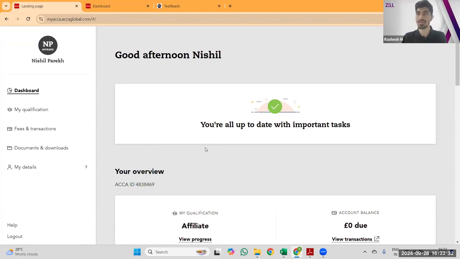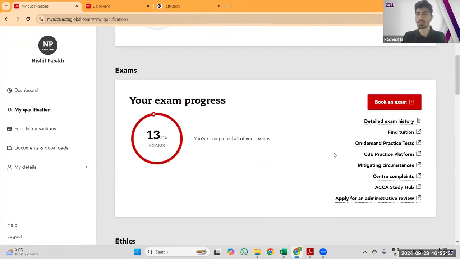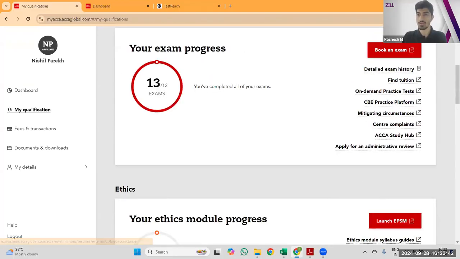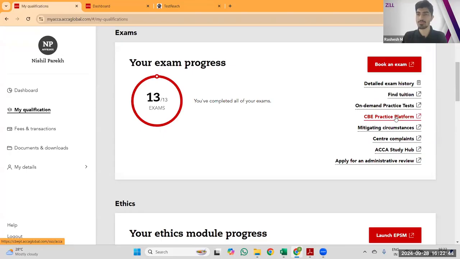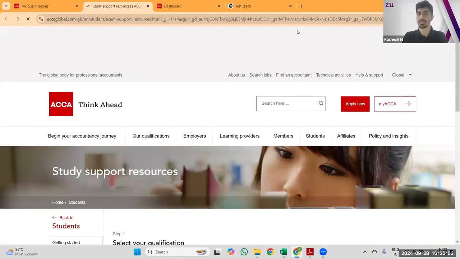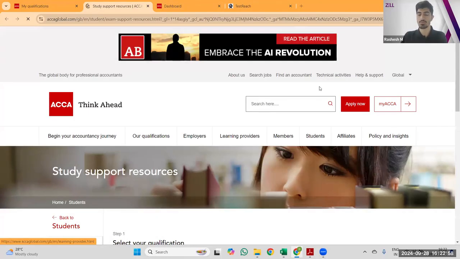Everything can be accessed from your My ACCA account. When you go to My ACCA, you can go to My Qualification, and here you'll have your CBE practice platform and your ACCA study hub. These are two platforms, and over and above, at the very bottom, there is a study resources link. These are three links that you will ever need in your ACCA prep. I'll show you all these. One is very important because some of you are giving your very first exam, so you'll need to know what the exam looks like.